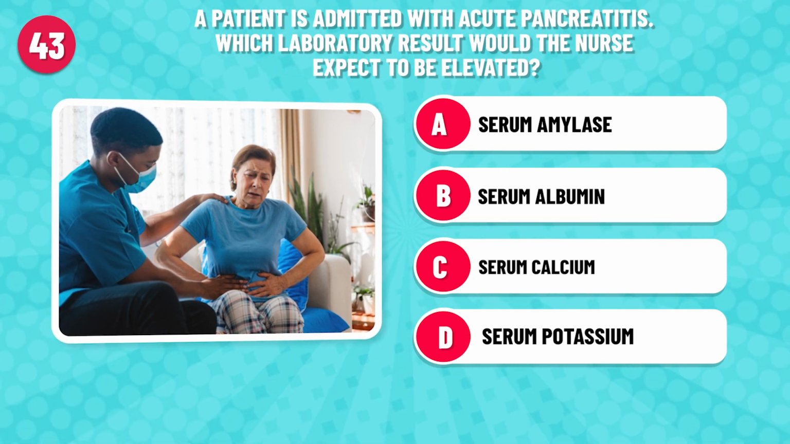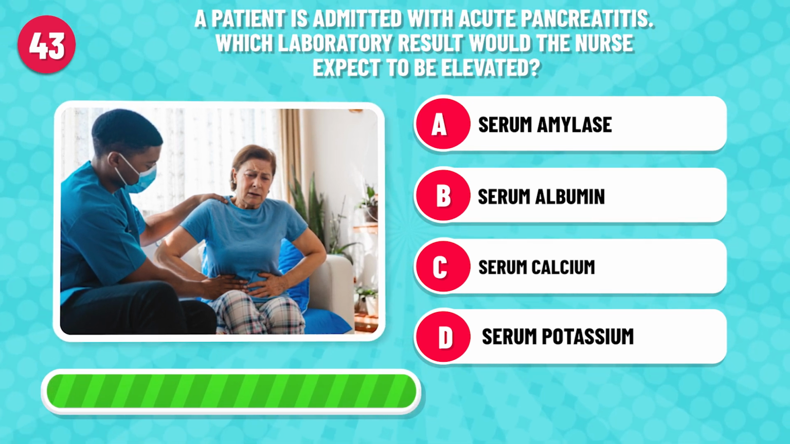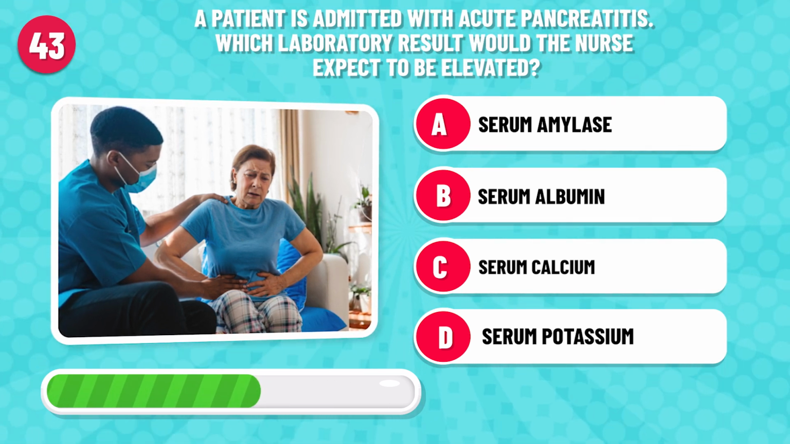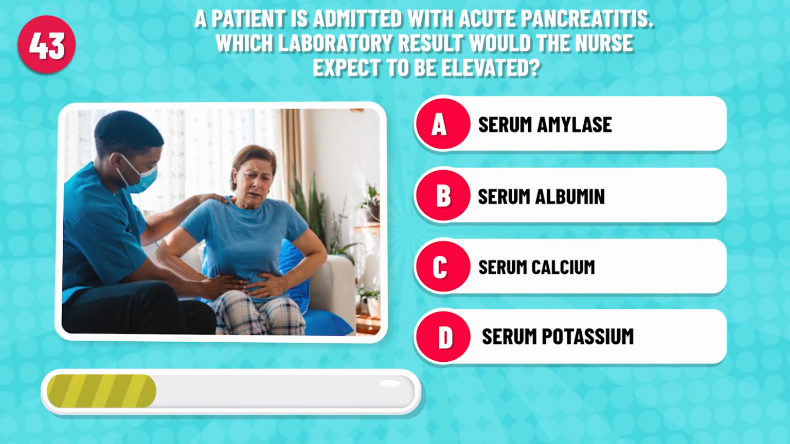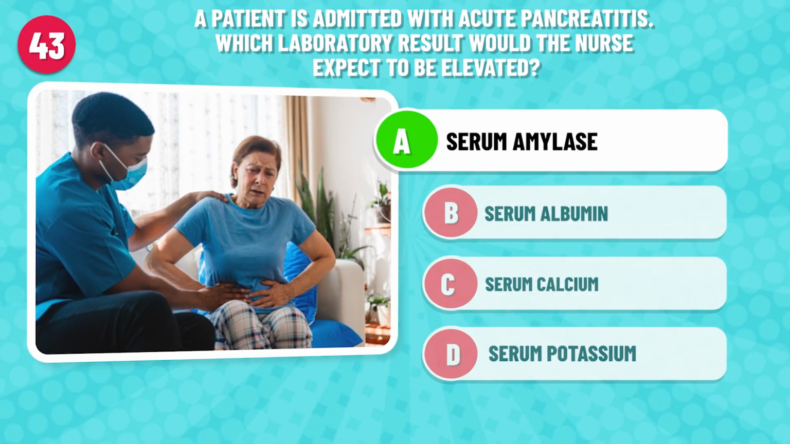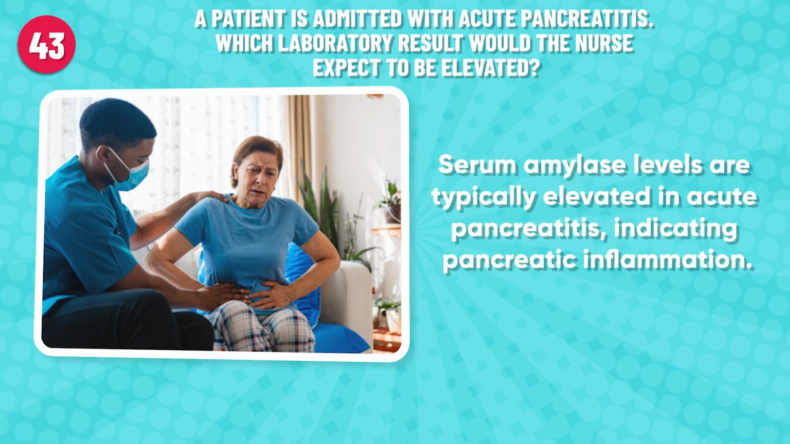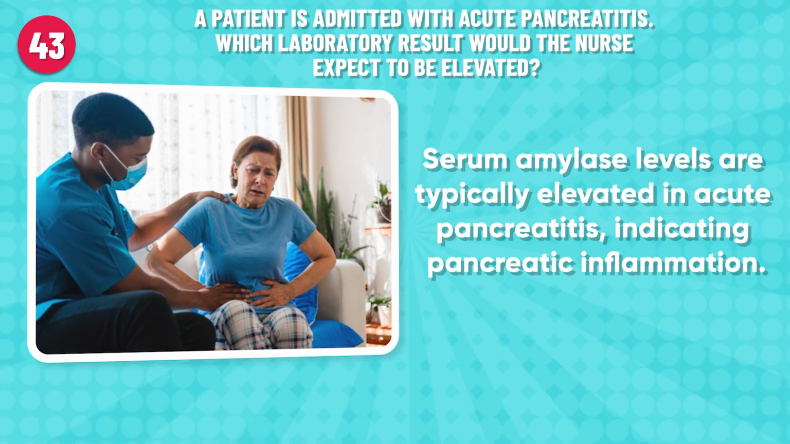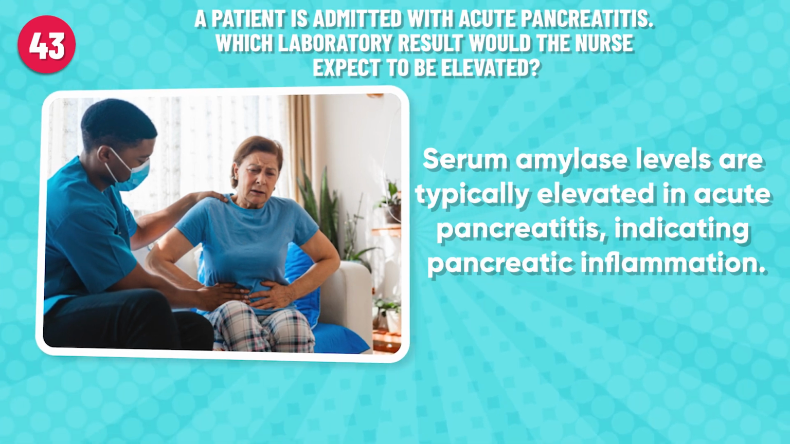A patient is admitted with acute pancreatitis. Which laboratory result would the nurse expect to be elevated? It's A. Serum amylase. Serum amylase levels are typically elevated in acute pancreatitis, indicating pancreatic inflammation.